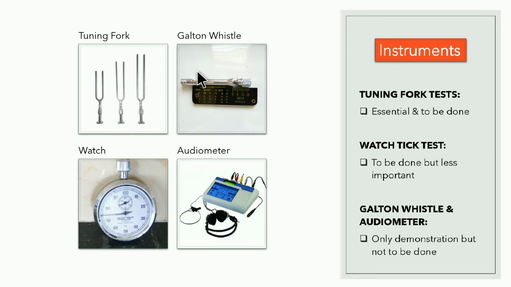Now this is the Galton whistle. Here this portion is where the person blows air and whistling is produced, and this is the screw of the whistle. So when you tighten or loosen the screw, we can change the frequency of the whistle, and it is based on the distance in millimeters. Okay, this is Galton's whistle. This is the stopwatch. It is a ticking stopwatch which is used for the watch tick test, and this is the audiometer used for pure tone audiometry. But remember, the Galton whistle and audiometer are only for demonstration. They need not be done in examination. In examination, you have to do only the tuning fork and watch tick test.